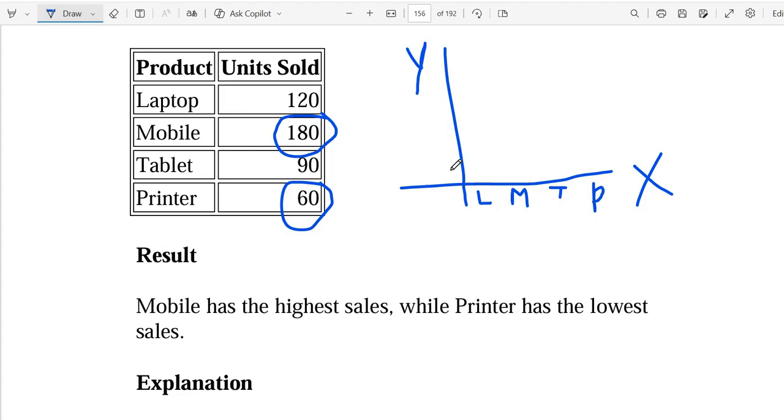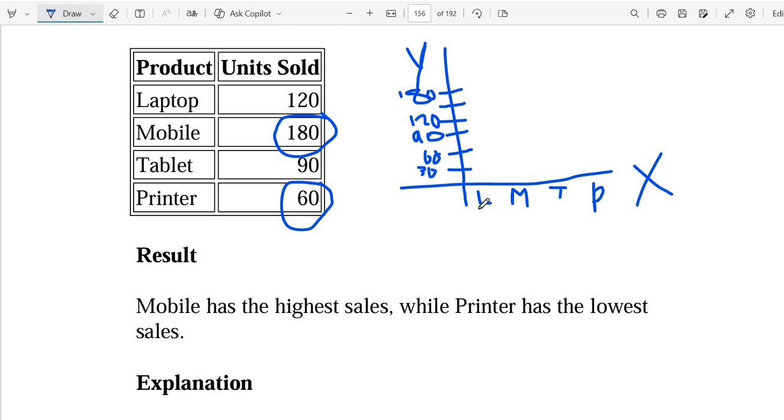Then on the y-axis we take 30, 60, 90, 120, 150, 180, correct? 30, 60, 90, this line is 90, okay? 120, 150 and last 180.